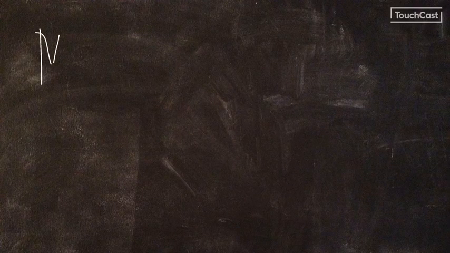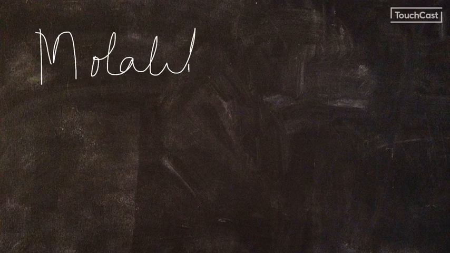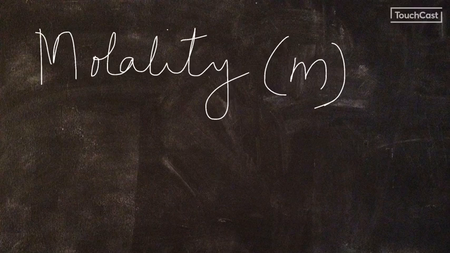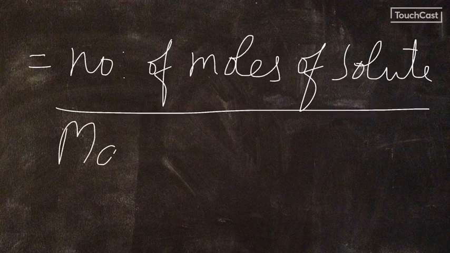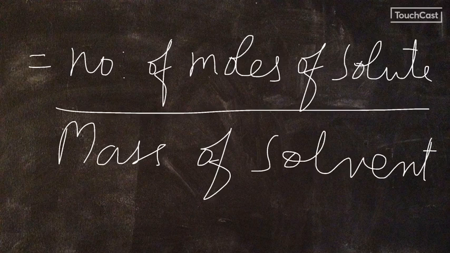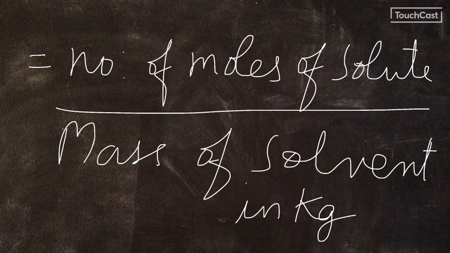Next is molality. It is again familiar to you, expressed as small m. Molality is defined as the number of moles of solute divided by mass of solvent in kilogram. Number of moles of solute by mass of solvent in kilogram.